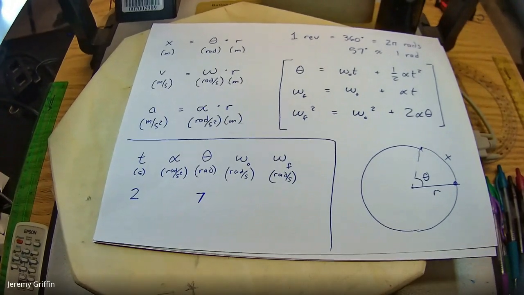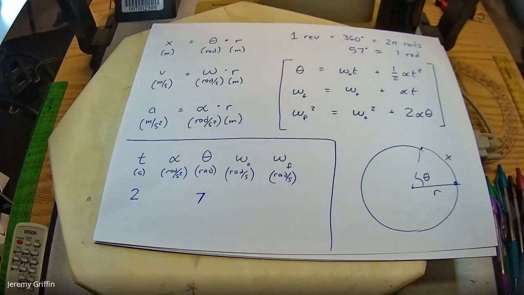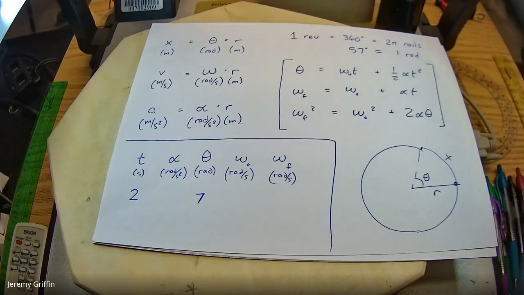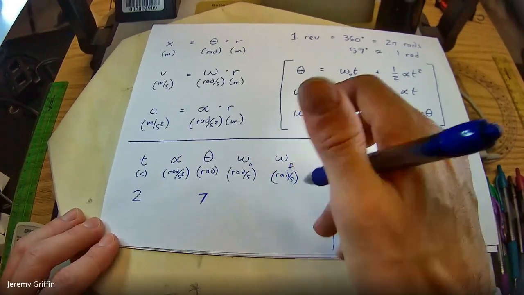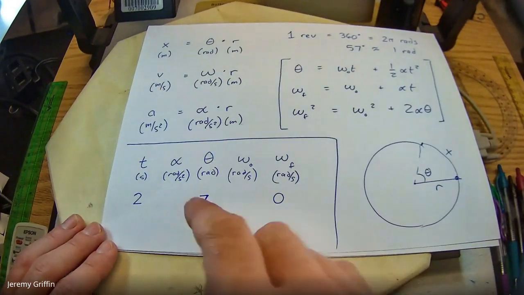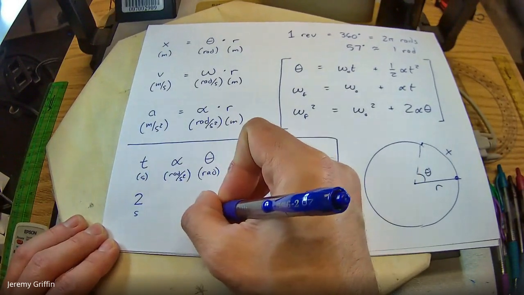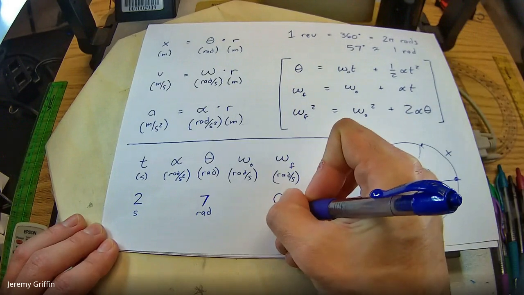Well, that's only 2 values. Wait, do you know the third value? If it came to a stop? What else do you know? Final omega. Omega final is equal to 0, because that's coming to a stop, isn't it? Okay, so now I know 3 things. I got 2 seconds it took to turn 7 radians, so a little bit more than a revolution, to come to rest. 0 radians per second.